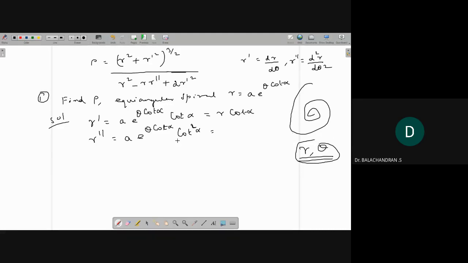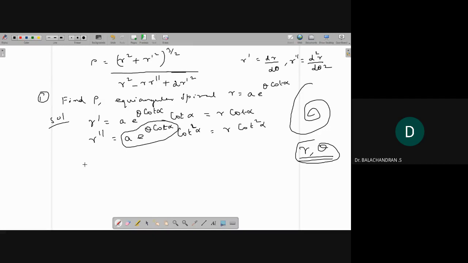So if you differentiate e power theta into cot alpha again, we get cot alpha, so cot alpha into cot alpha, cot square alpha, and this is nothing but r, so r into cot square alpha.